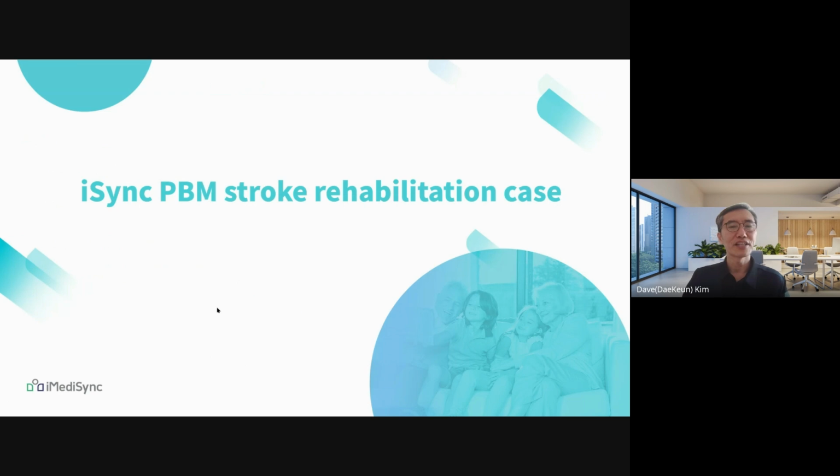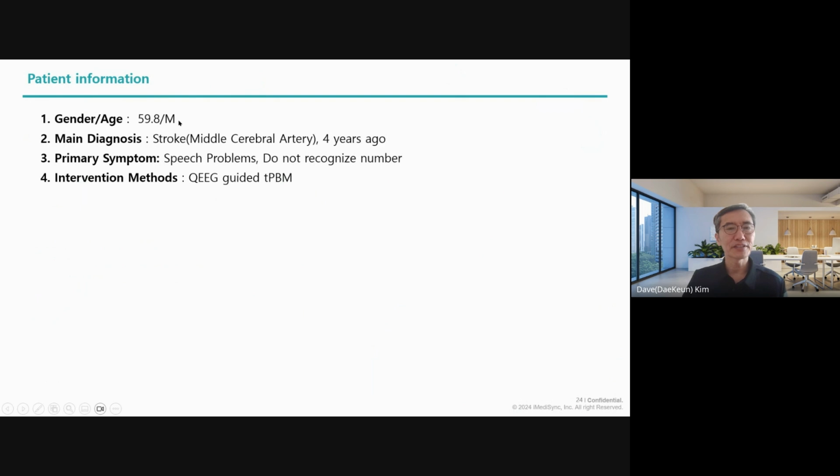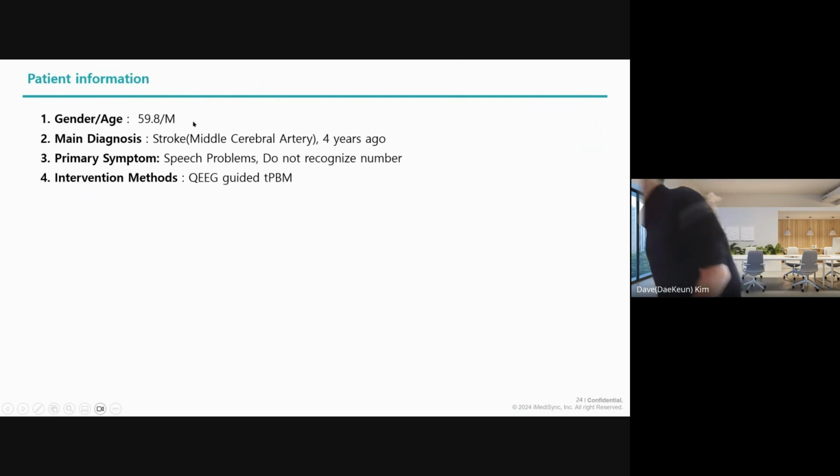So that's the concept we can get from the previous photobiomodulation clinical studies. We can use a specific, personalized protocol, and also we can combine some kind of intervention. And these are very exciting cases using photobiomodulation in stroke rehabilitation. This is the patient information.